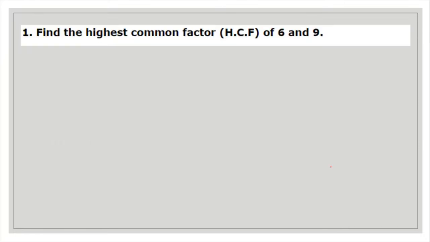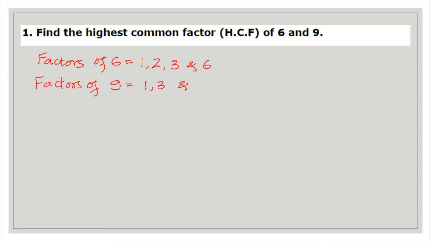I have taken a question. Find the highest common factor of 6 and 9. To find it, we need to first find out the factors of 6. Six is exactly divisible by 1, 2, 3 and 6. And the factors of 9 are 1, 3 and 9 because 9 is exactly divisible by 1, 3 and 9.